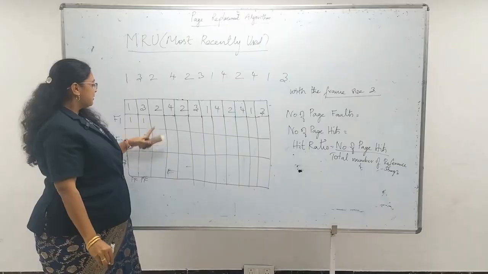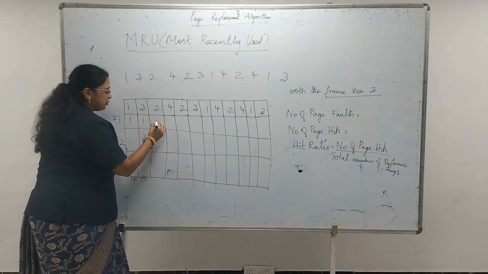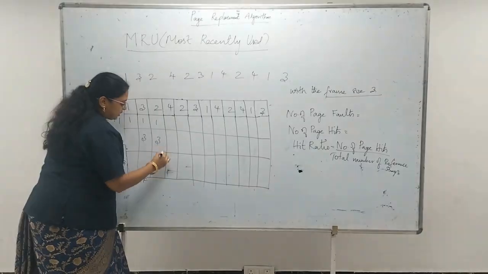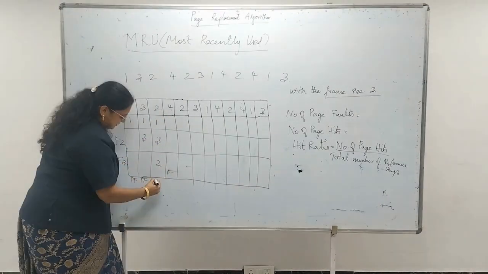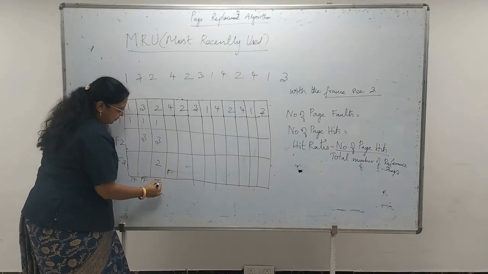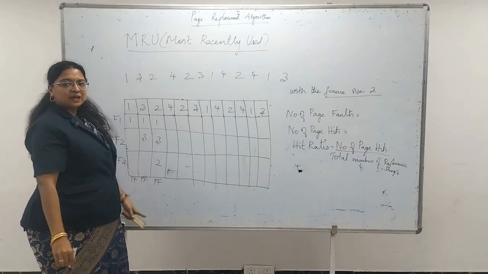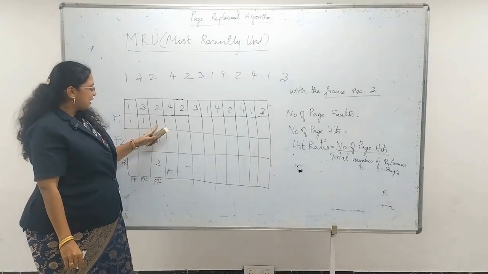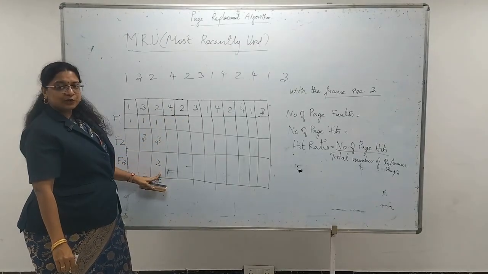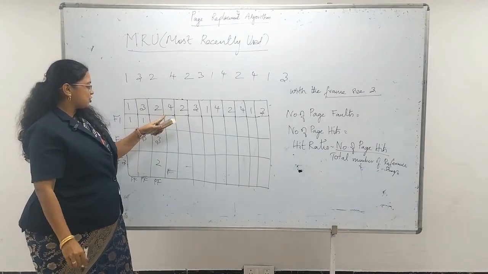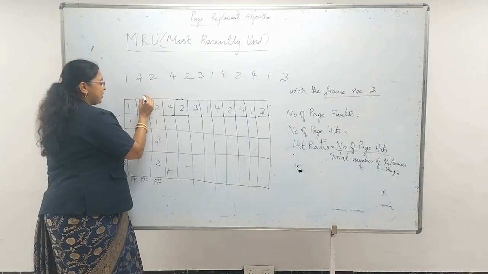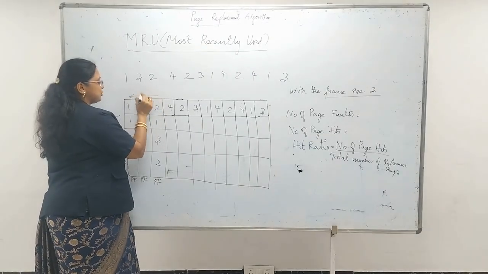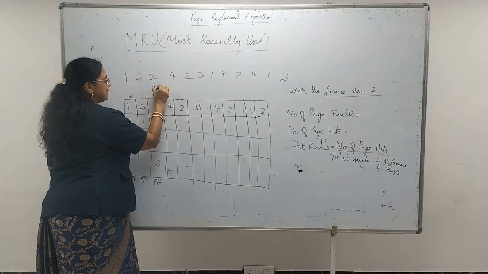Now we need to insert 2 in your frame. So 1, 3, 2. Now your frames are filled up, the first 3 elements are filled. Now you are going to see whether 4 is present or not. So 1, 3, 2. Is 4 present here or not? No. So here you need to check the same thing as the left-hand side, but you need to use most recently used.